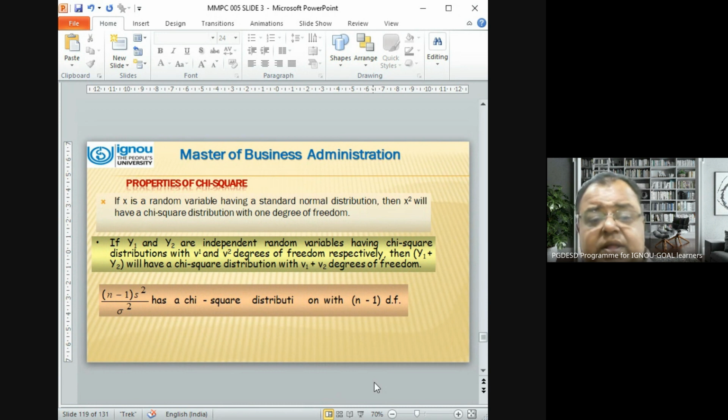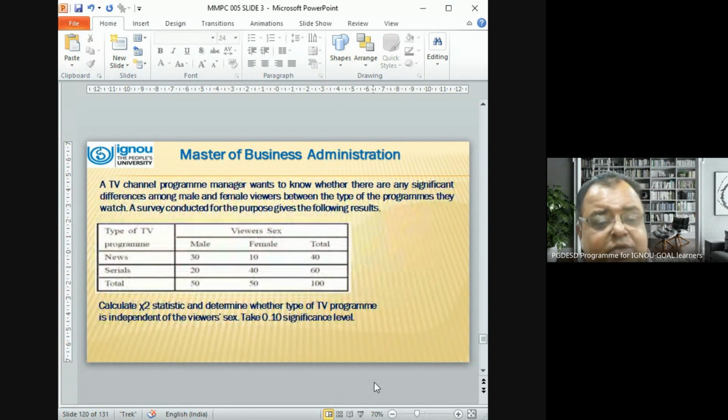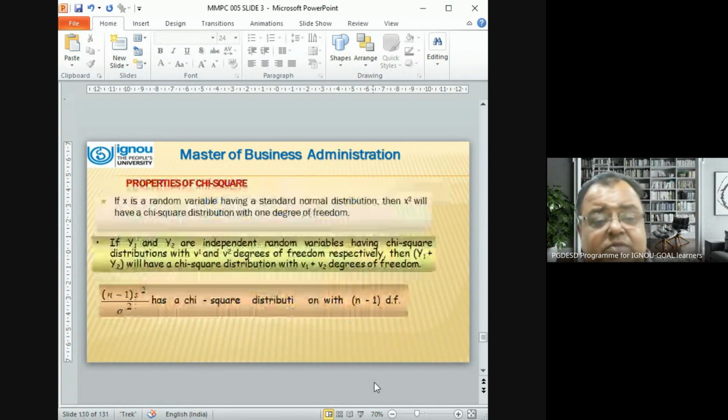Technically, what is the formula of the chi-square distribution? n-1 s square upon sigma square for n-1 degrees of freedom. Now I will change this formula and show you: look at the formula, n-1 into s square by sigma square has a chi square distribution on n-1 degrees of freedom. We will see how this is used.